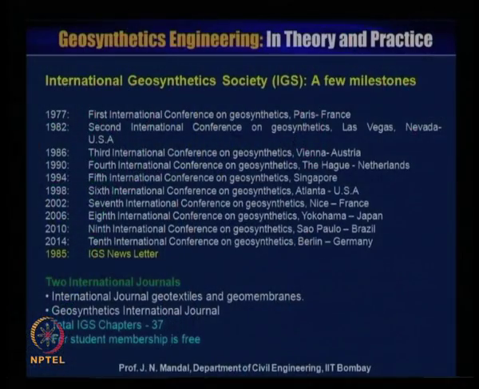What is the International Geosynthetic Society? I am showing these slides of a few milestones. 1977: first international conference on geosynthetics held in Paris, France. Initially its name was the first international conference on fabrics, but we consider this the first international conference on geosynthetics. 1982: second international conference on geosynthetics in Las Vegas, Nevada, USA. 1986: third international conference in Vienna, Austria. 1990: fourth international conference, The Hague, Netherlands.